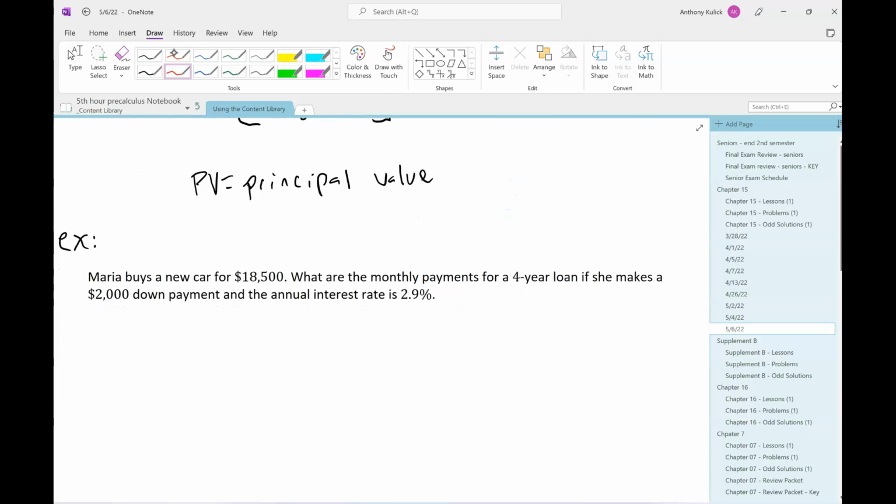So Maria buys a new car for $18,500. What are the monthly payments for a 4-year loan if she makes a $2,000 down payment and the annual interest rate is 2.9%? So I heard loan in here, right? So I'm going to be using the loan version of our annuity formula.